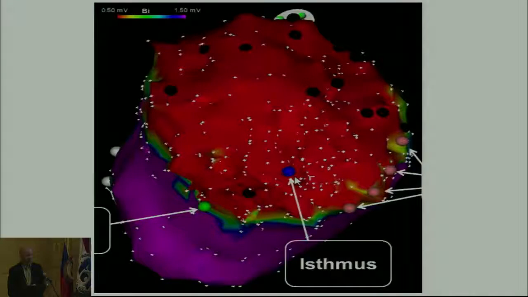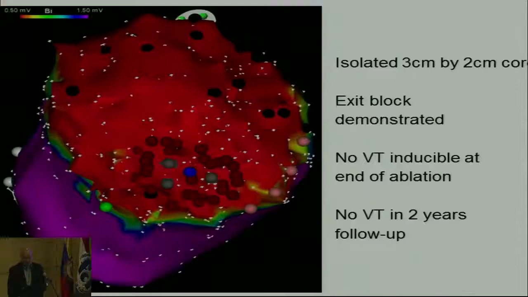Ablation at this isthmus spot promptly terminated the ventricular tachycardia. But the additional core isolation part of this was ablating around the area where we knew the circuit had to live, just to provide some extra security that this would actually work. No other ablation in the entirety of the rest of this huge scar. This patient was non-inducible and has had no VT in follow-up.